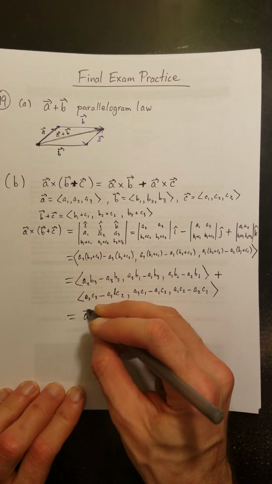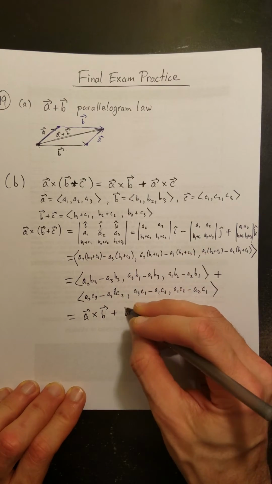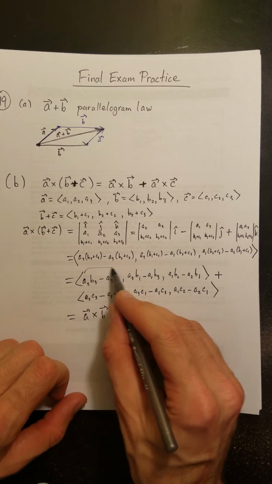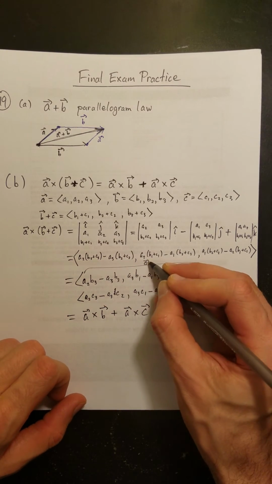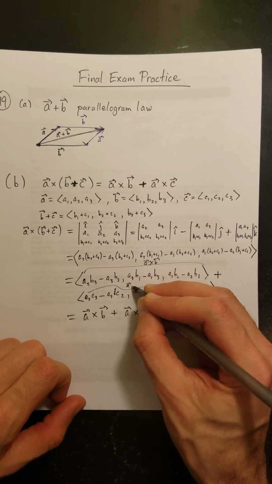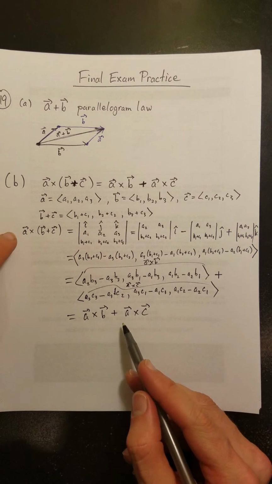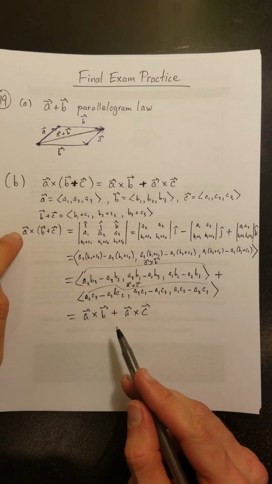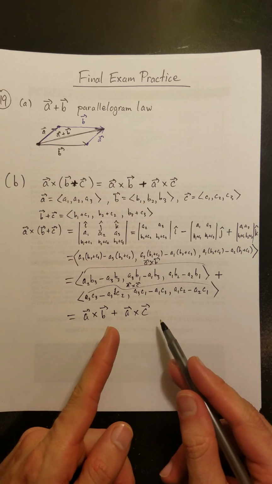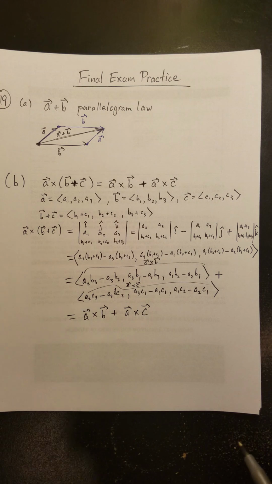So I can write this now as a cross b plus a cross c. Okay, because this is a cross b here, and this here is a cross c. Okay, so that shows the equality between a cross the sum of b plus c and a cross b plus a cross c, establishing this distributive property for the cross product.